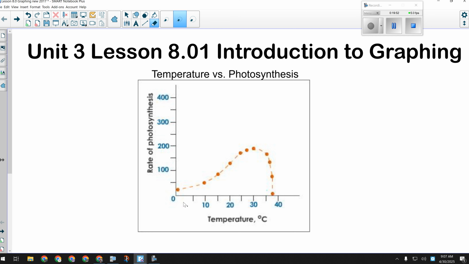Graphs aren't always as simple as this. Graphs can sometimes do this. Okay, a graph can be set up in quadrants. We don't do that very much, but sometimes it can be set up in quadrants, and it can start in the negatives and come to the positives.